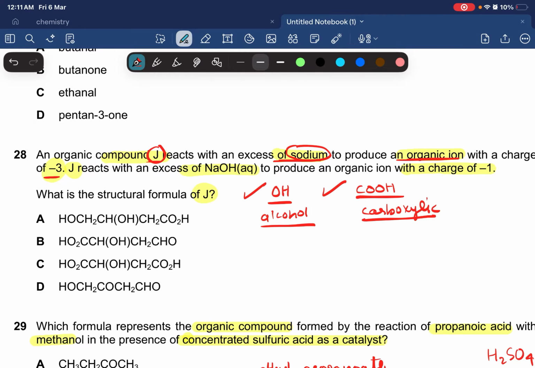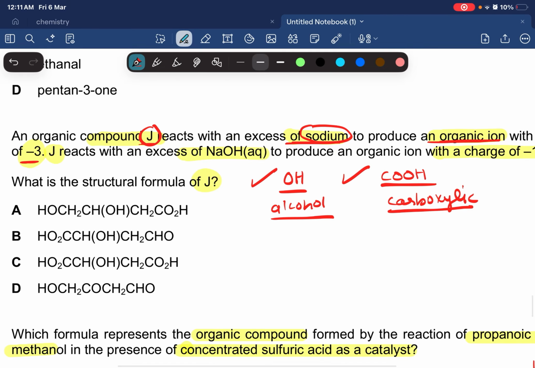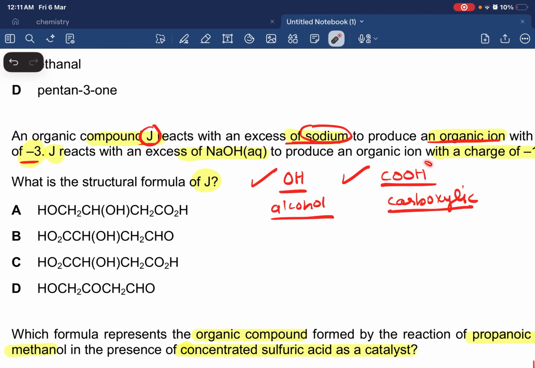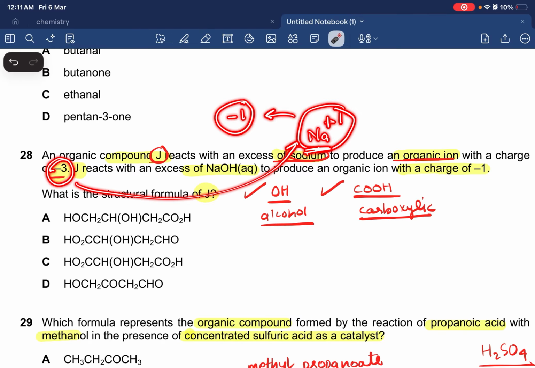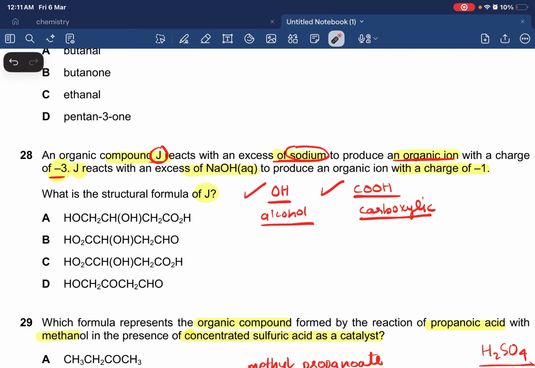So it should have an alcohol or a carboxylic functional group. Let's see. When we have one carboxylic functional group, we produce an ion with a -1 charge. Over here, we need a -3 charge, so we need 3 functional groups that are going to react with sodium. Sodium has a charge of +1, so it balances something with a charge of -1. Over here, we have a -3, so we're going to require 3 sodiums. That means we need 3 functional groups of carboxylic and alcohol combined.